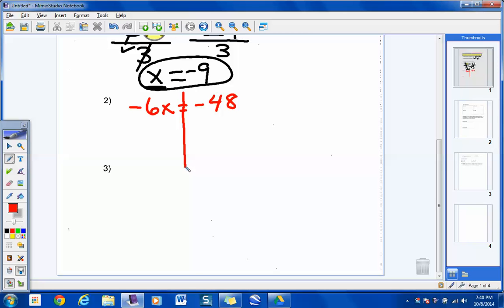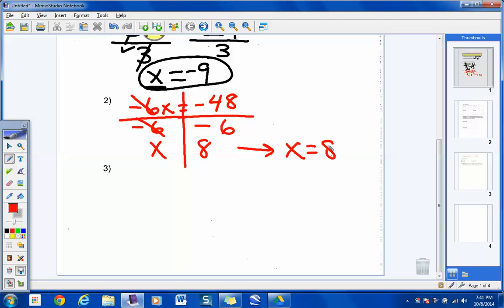So negative 6 times x. I want to undo multiplication by negative 6, so we're going to divide by negative 6, and I'm going to divide over here by negative 6. On the left side, the negative 6's will cancel, and you're going to have x equals, being careful over here, negative 48 divided by negative 6, which is a positive 8. So my solution is x equals 8. If I'm going too quickly for you, you can pause, whatever you need to do to make sure you get this down.